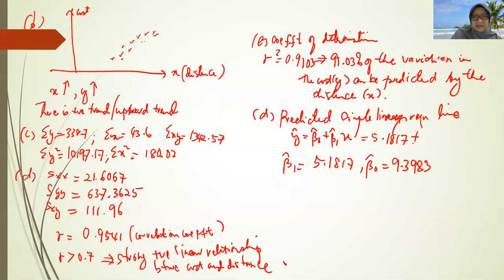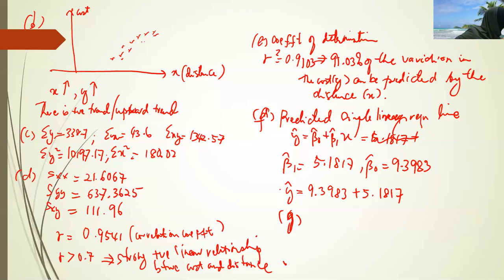Okay, and hence you can write your equation. Sorry, the other way around: y hat equals beta naught, which is 9.3983, plus 5.1817x. Okay, and so this is the best fitted line. Then the question also asks, this one should be F, okay, G, part G.